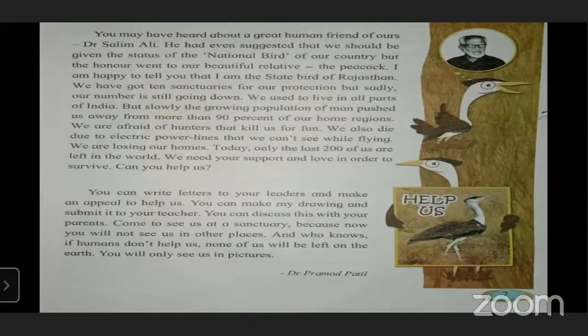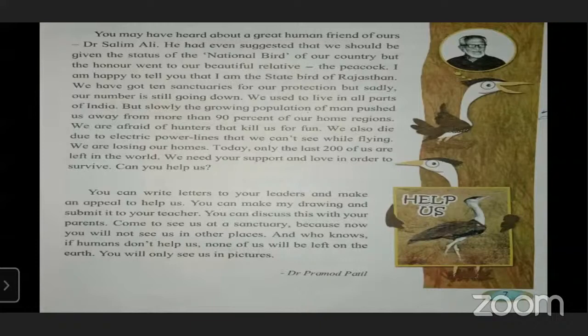We have got 10 sanctuaries for our protection, but sadly our number is still going down. Sanctuaries are where the birds stay. We have 10 sanctuaries like this.